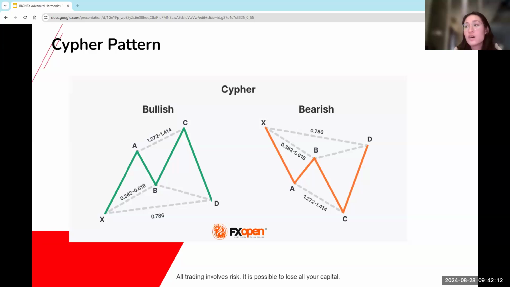Okay, so again, target levels, you can stick to typically 38.2 to 61.8 of your CD leg here. So you place your target somewhere at 61.8 or 38.2. Stop loss will be placed slightly beyond this X to protect against a false breakout. Okay, any questions?